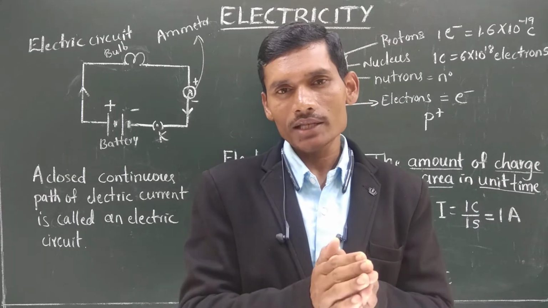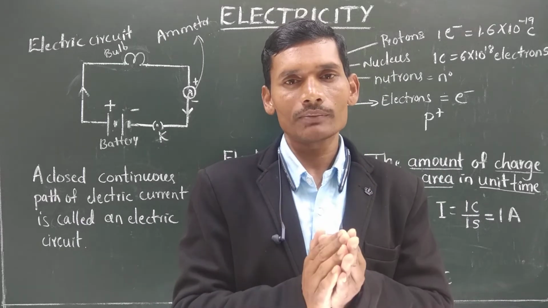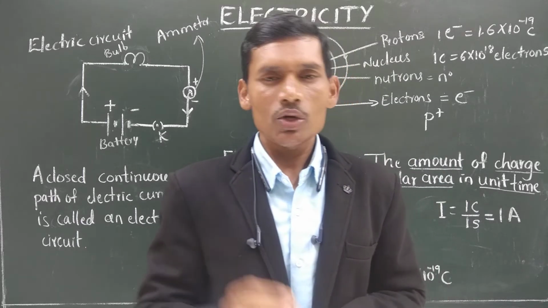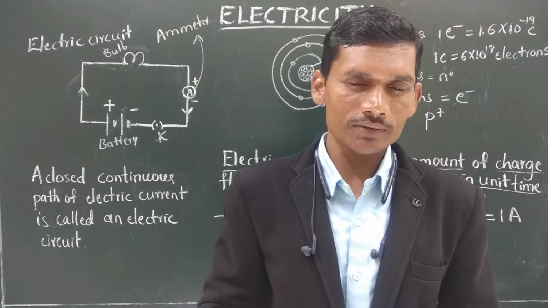What is the SI unit of charge? That is coulomb. Okay, so all these terms we have learned already. Now we can understand what is an electric circuit. So let us come to know about what is an electric circuit.